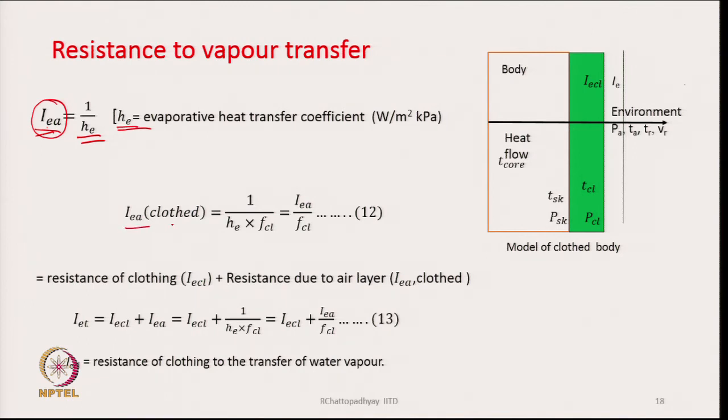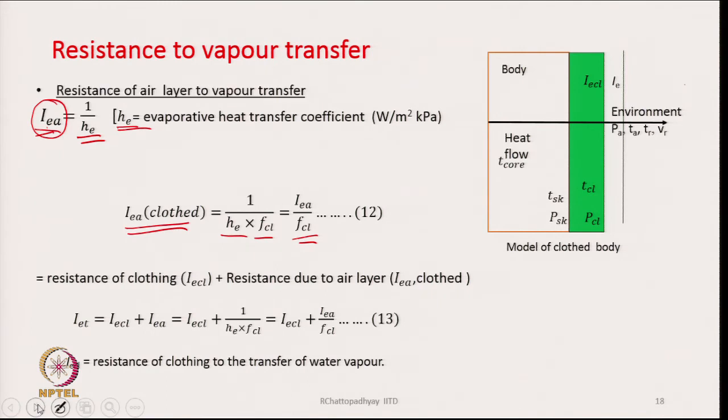Now, IE when it is clothed is going to be exactly the same as what happened in the case of dry heat transfer. It will be 1 upon He into FCL. So, it is going to be IEA by FCL. FCL is coming because it is the increased surface area due to clothing.